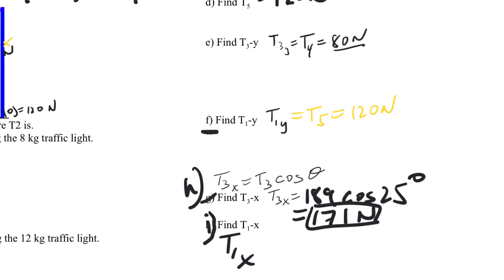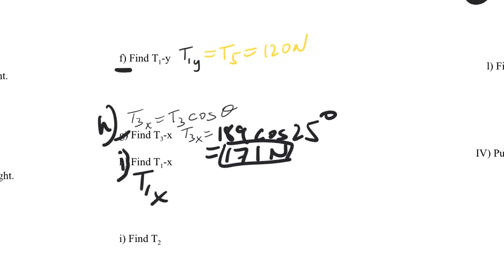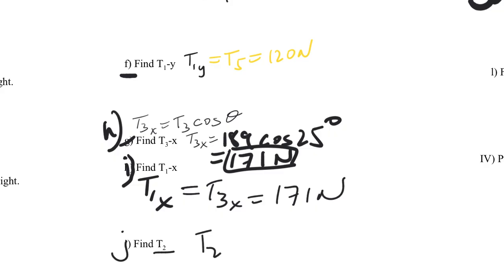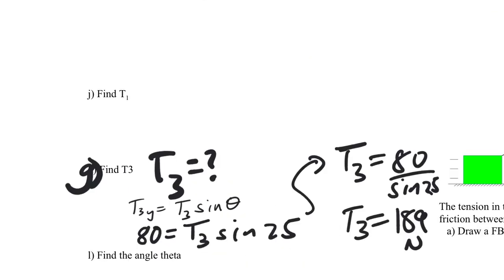Okay, so let's fill that in. So T1x equals T3x equals 171 newtons. And like I just said, T2 equals T3x equals T1x. All that equals 171 newtons as well. So now, to find T1, okay, let's just review where T1 is.